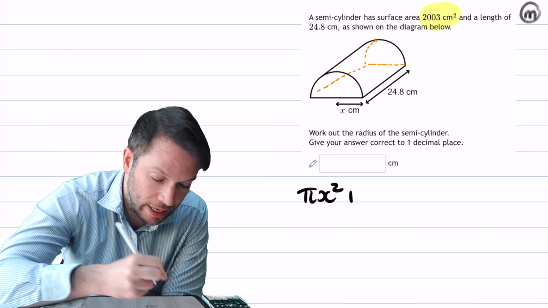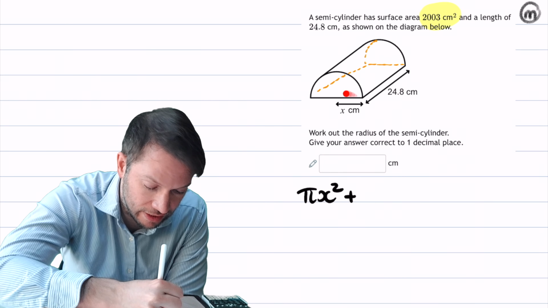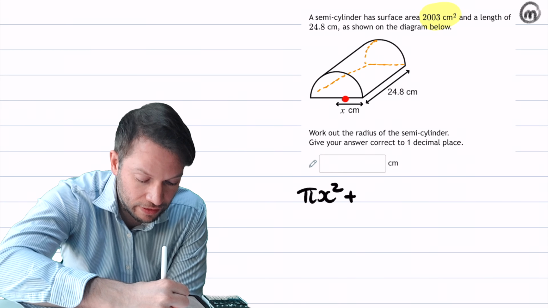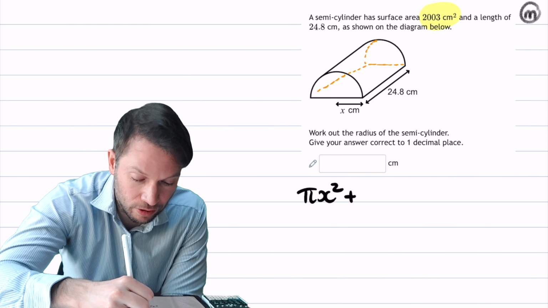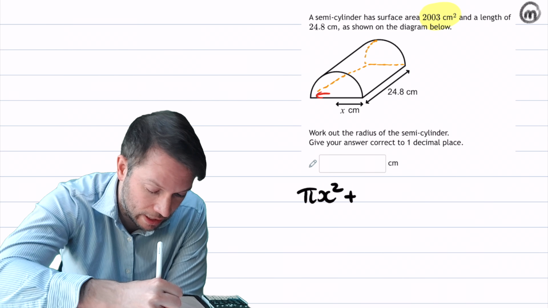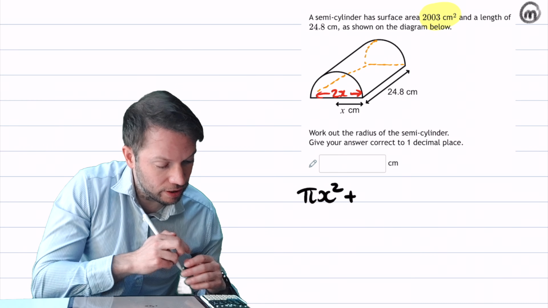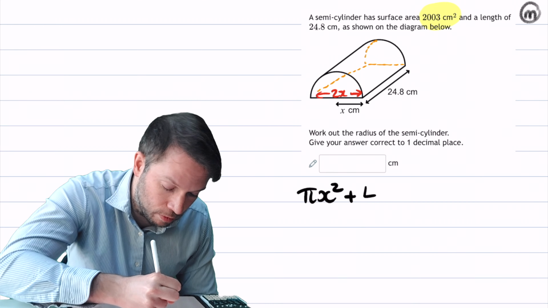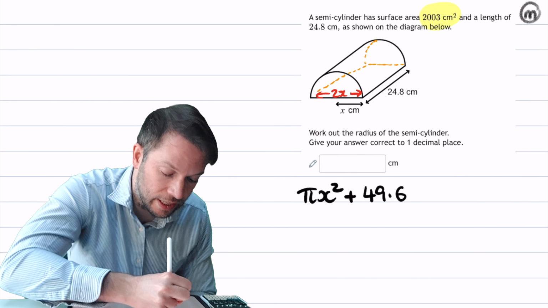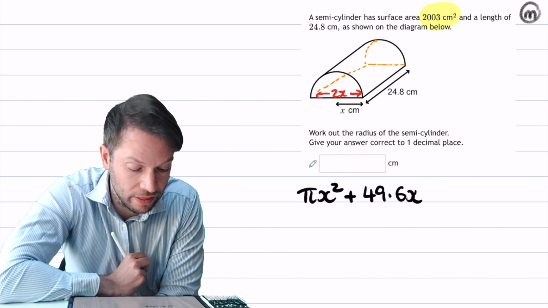What about the rectangle at the bottom? So this rectangle here. Well, if that's x, then the total diameter here is 2x. So in the rectangle, we're going to have this 2x multiplied by the 24.8. If I do 2 times 24.8 on my calculator, I get 49.6. So 49.6x is the area of the rectangle at the bottom.